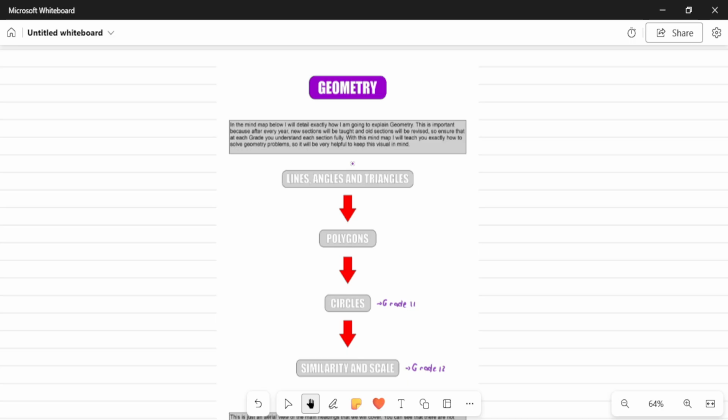So it's the building blocks of geometry. So therefore, it has to be tested at grade 12. So that's the reason why I want you to understand all of these topics thoroughly, right? And then as we progress, everything becomes easier. Right? But for now, our focus will be lines, angles, and triangles, and polygons.